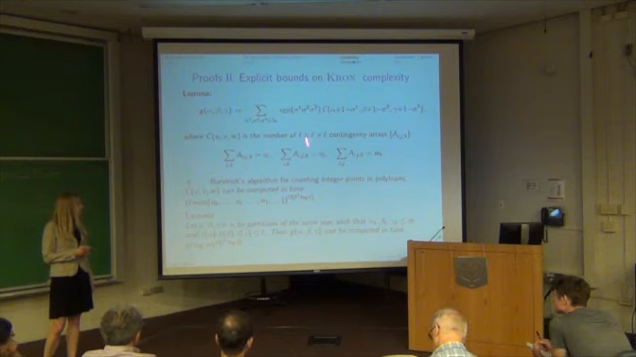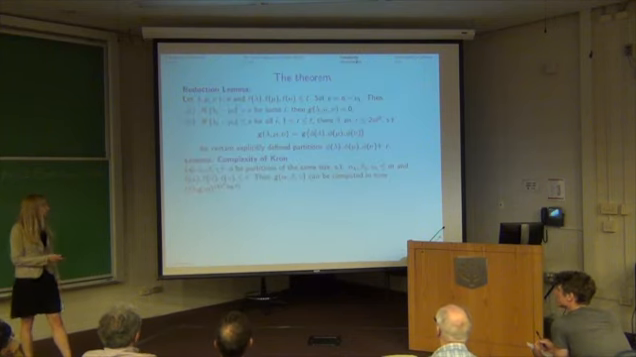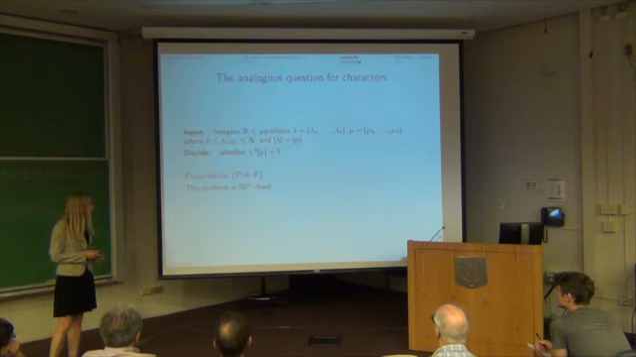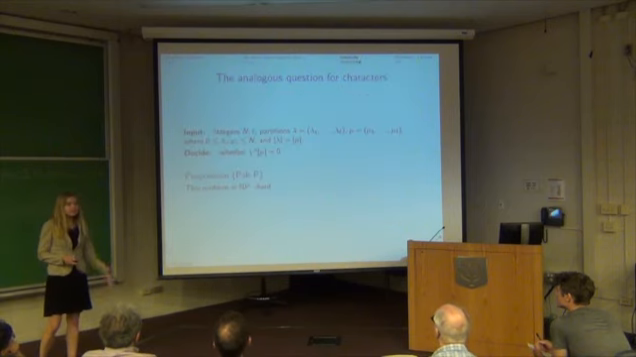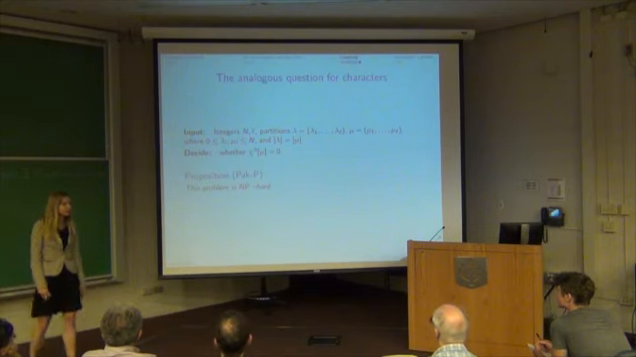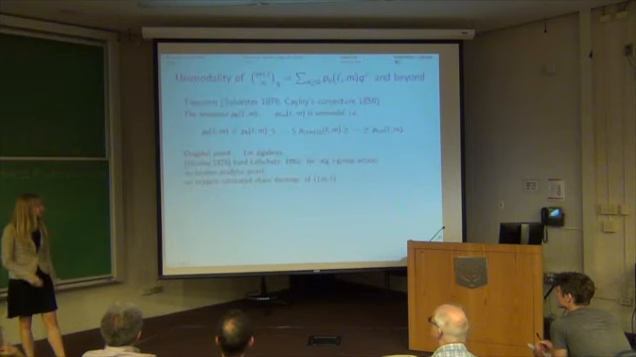Then putting this together, we get an actual bound on the computation of Kronecker coefficients. And then with the reduction lemma, we get that deciding whether characters are 0 or not is actually NP-hard, so characters are not going to solve the other problem.